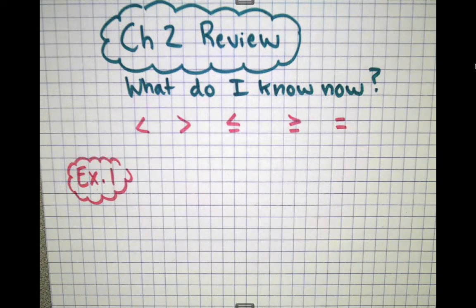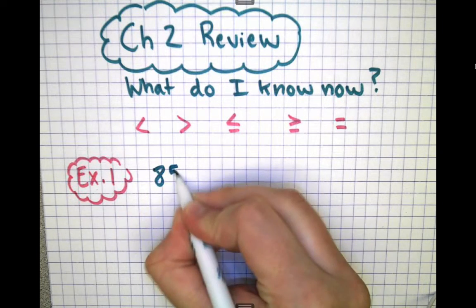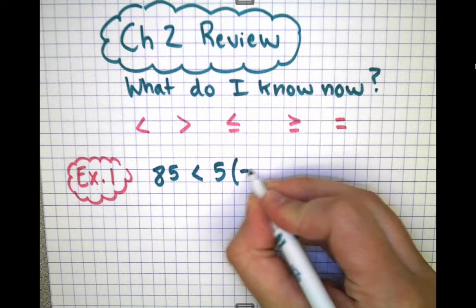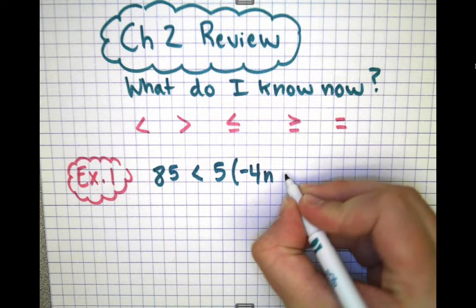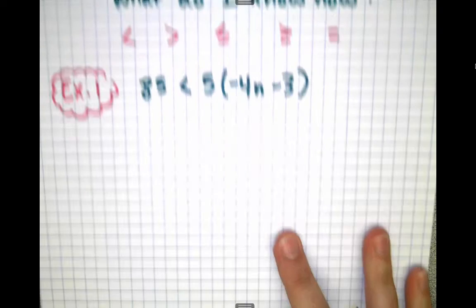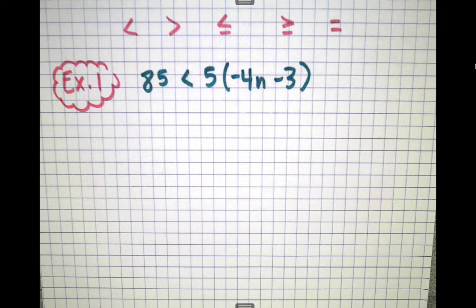So the first one here is going to look like this: 85 less than 5 parentheses, negative 4n minus 3. We are going to solve for n. So go ahead and write that down. 85 is less than 5, quantity negative 4n minus 3.